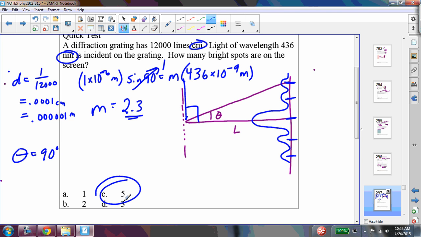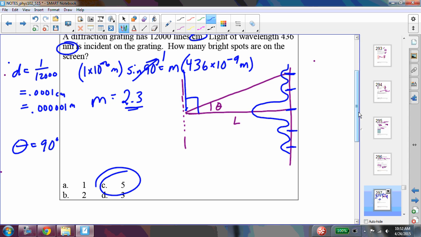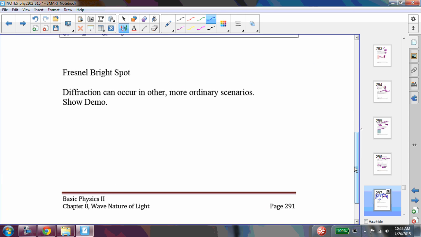Okay? That's our diffraction grating, a lot like the double slit. So if you get the double slit, the hard thing is not getting confused with the single slit. So you just need to practice that. There are some homework problems to help you with that.